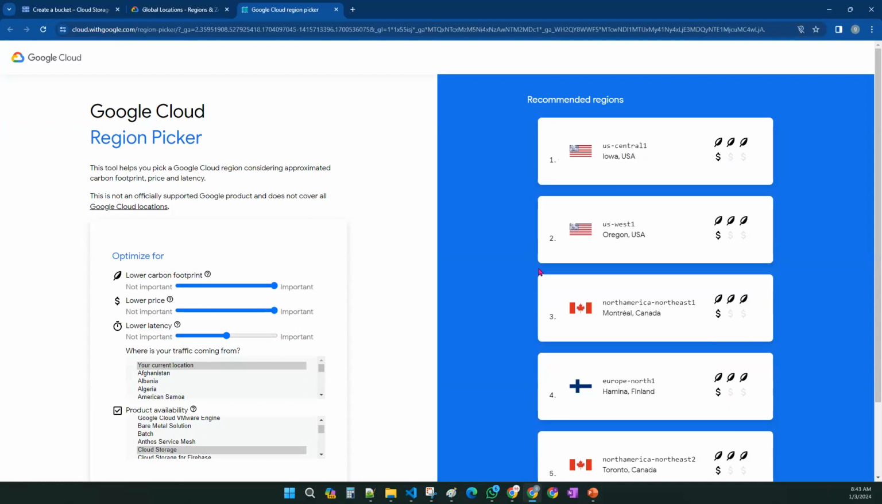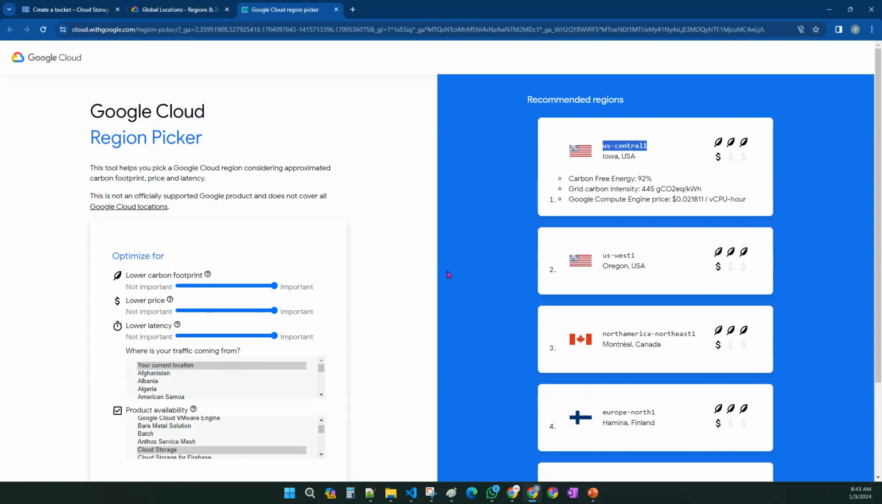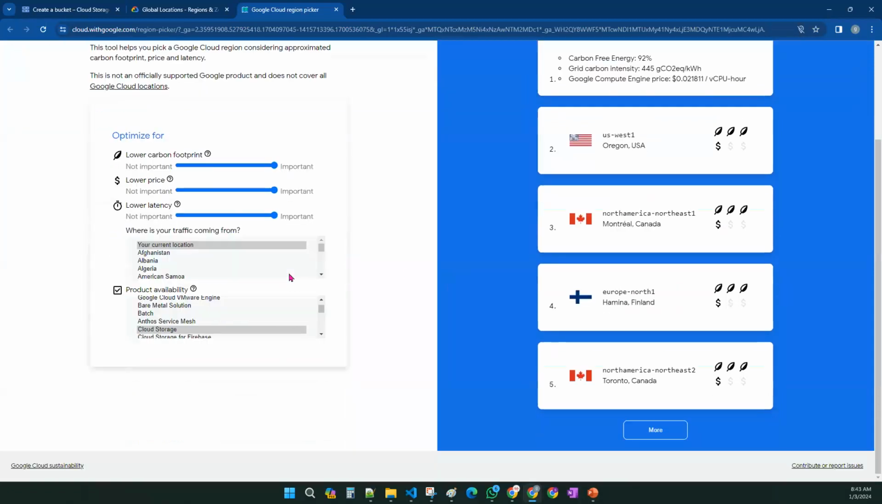Okay, lower price. When you look at the lower price also, that's the reason most of the time it's US Central one. Even whenever I deploy, I select US Central one because it's carbon-free energy. Okay, so that's one more thing.